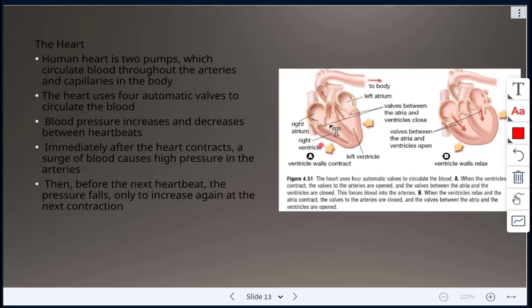So here are the valves. 1, 2, 3, and 4. So 4 valves in the heart.